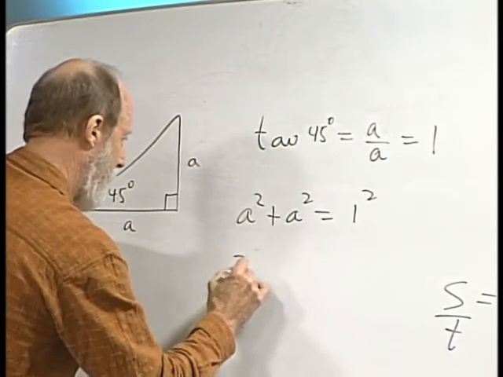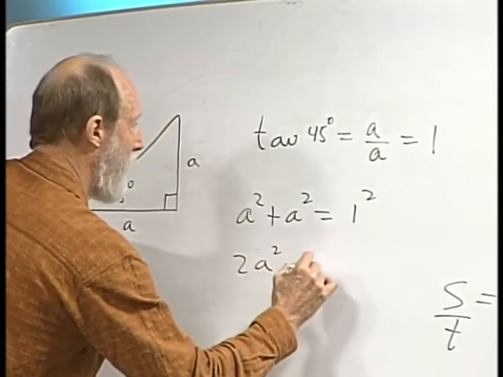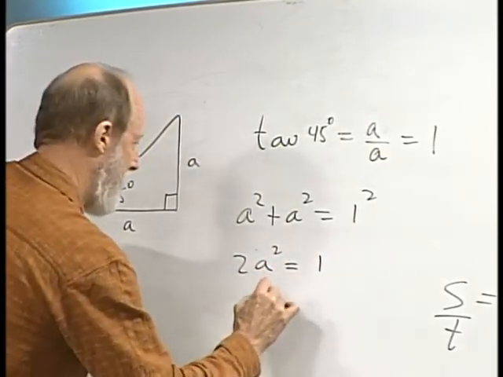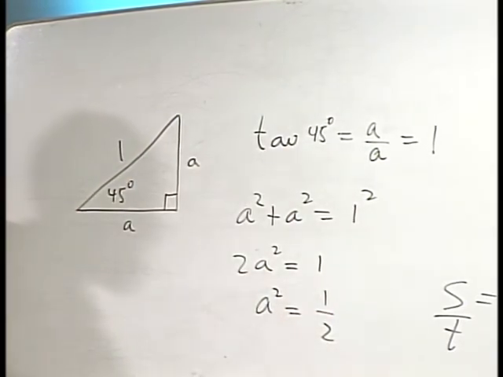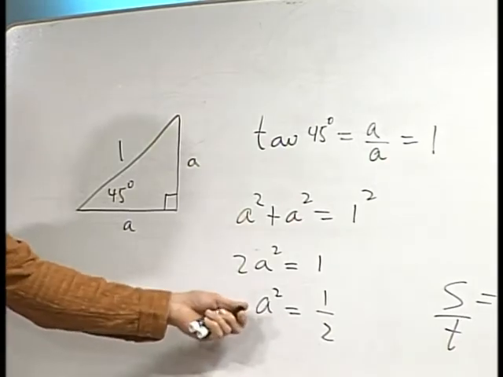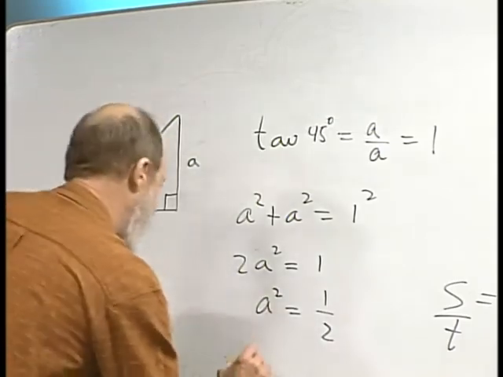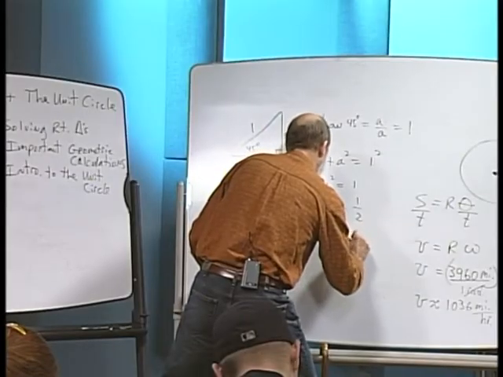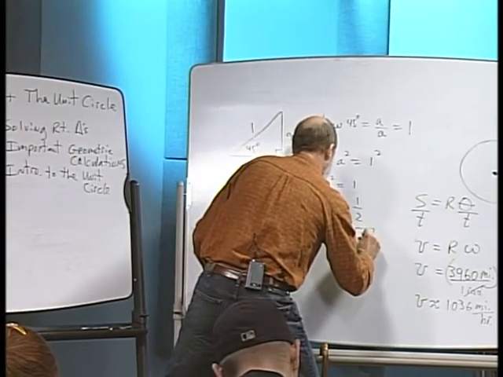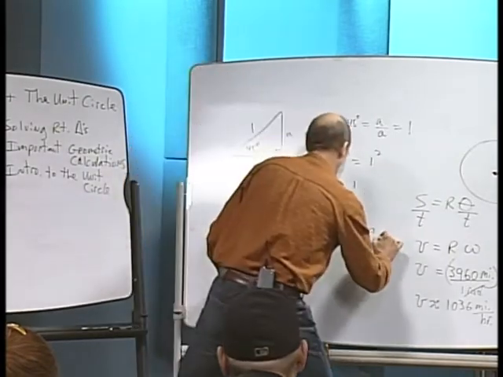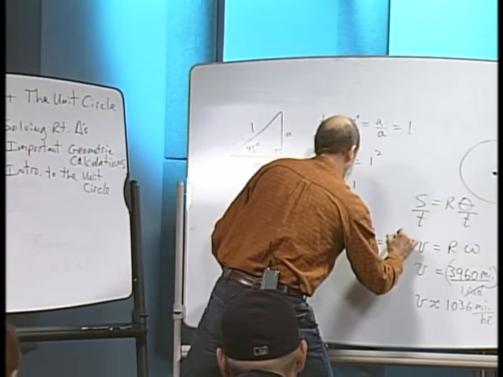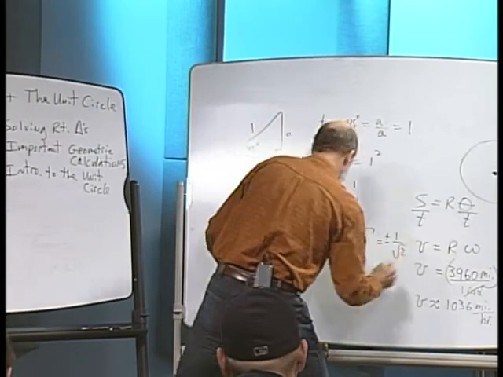A squared plus A squared equals 1 squared. Well, let's do some algebra. Twice A squared equals 1. Isolate it. A squared equals 1/2. Pythagorean theorem, right? Let's crank it out. Square root both sides. A equals plus or minus the square root of 1/2, which we know is the same as plus or minus 1 over the square root of 2.